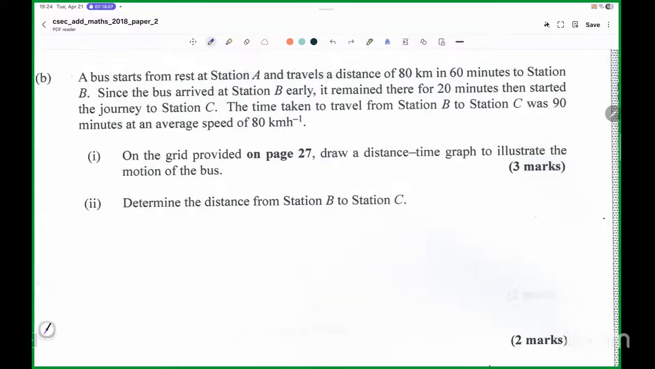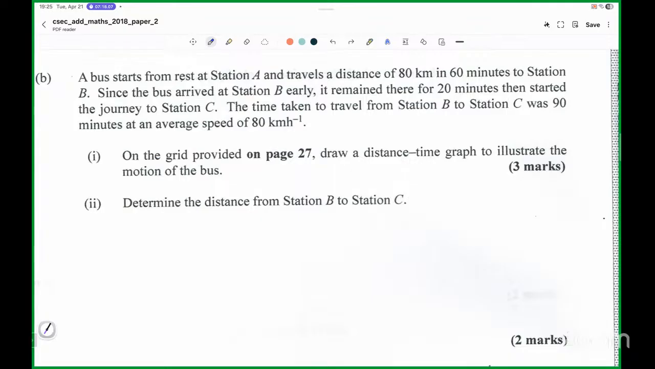Anyway, this one says a bus starts from rest at station A, travels a distance of 80 kilometers in 60 minutes to station B. Since the bus arrives at station B early, it remains there for 20 minutes, then starts the journey to C. The time taken to travel from B to C is 90 minutes at an average speed of 80 kilometers per hour. On the grid on page 27, draw a distance time graph to illustrate the motion. Determine the distance from station B to station C.